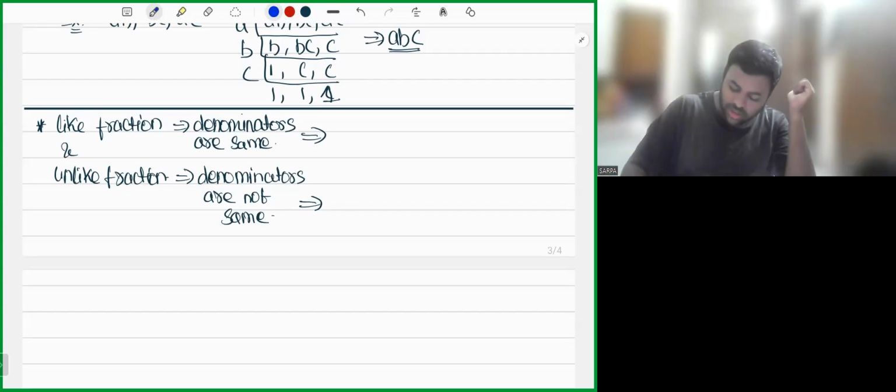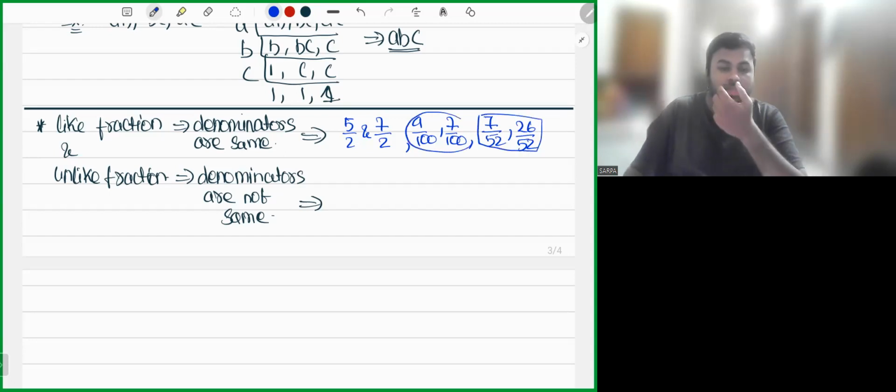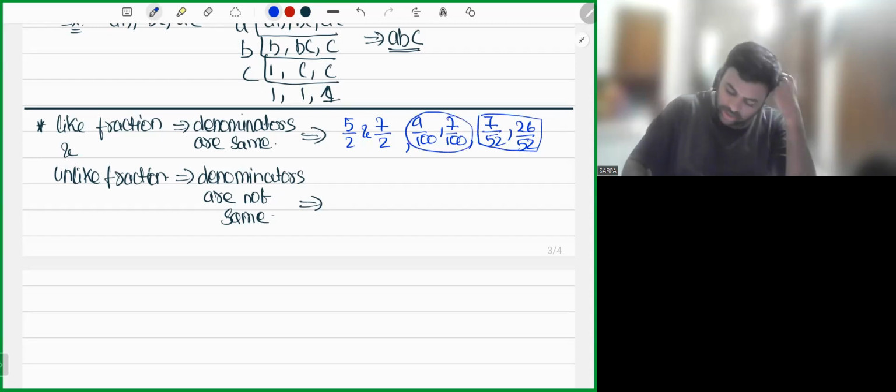Now, 5 by 2 and 7 by 2 are called like fractions. Next, 9 by 100 and 7 by 100 are like fractions. Next, 7 by 52 and 26 by 52 are like fractions. That is, the denominators are the same. If denominators are the same, we call them like fractions.